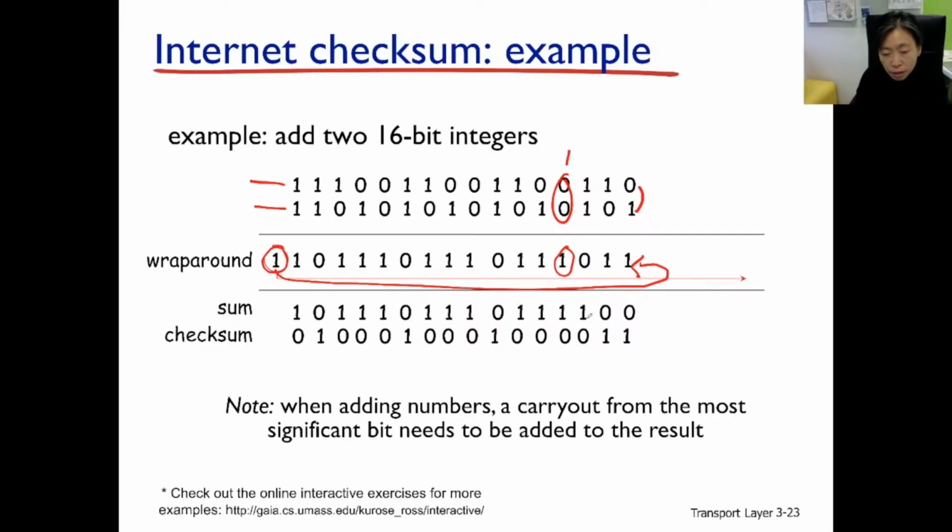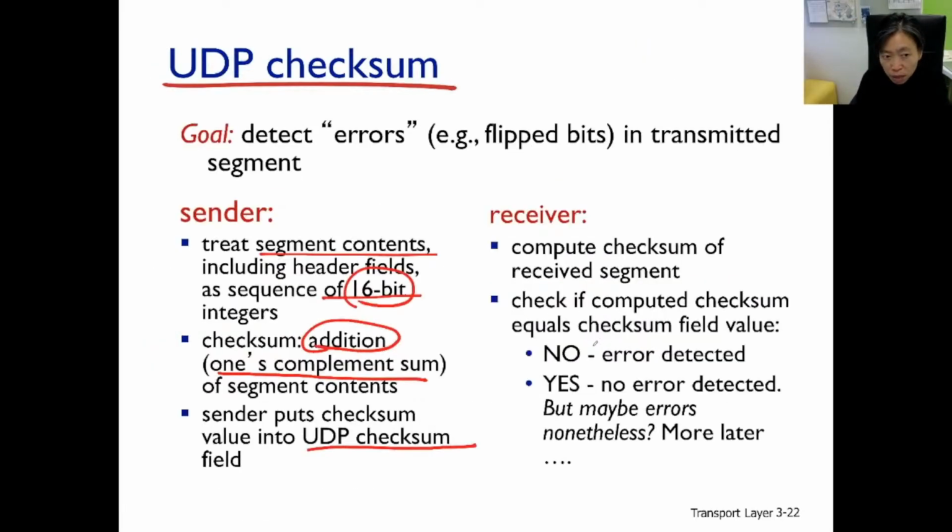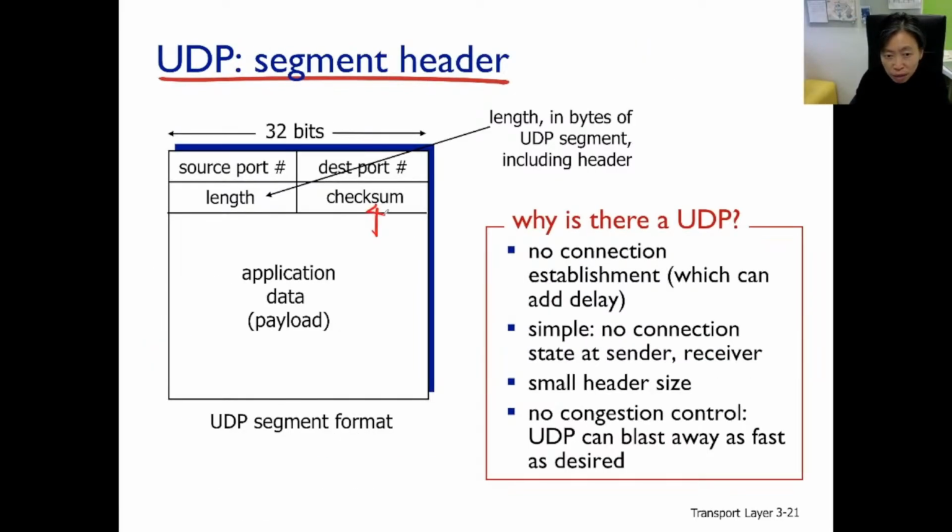Now the last thing is just to do what? Take the complement. So complement is straightforward, flipping 0 to 1 and flipping 1 to 0. And so in the end, we end up having the checksum, which is also 16 bits. And this is what's being placed in this part of the UDP segment.